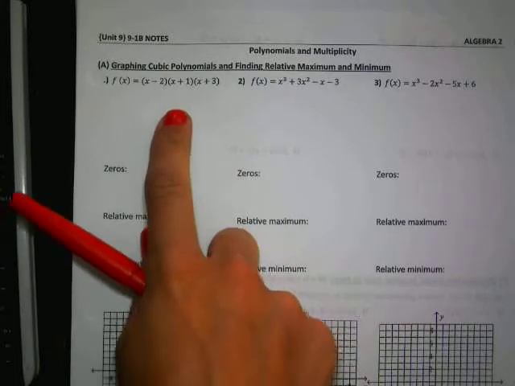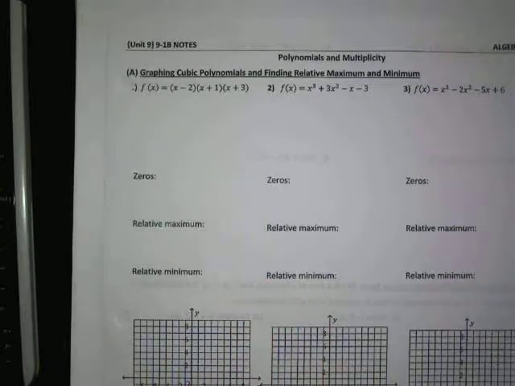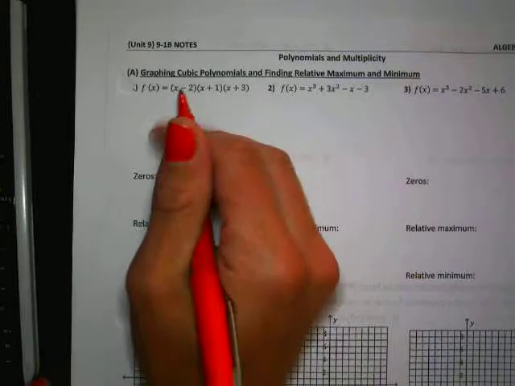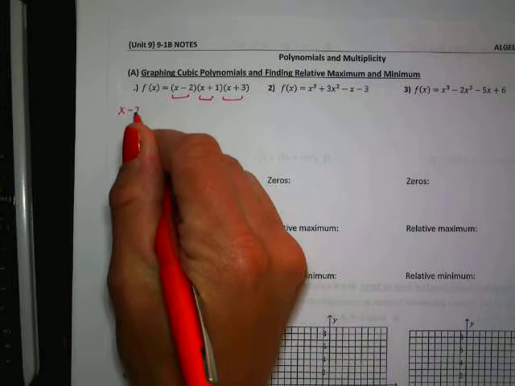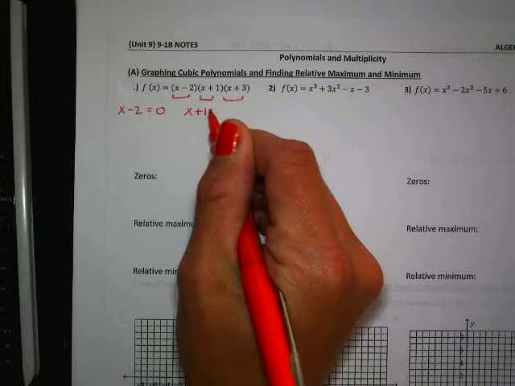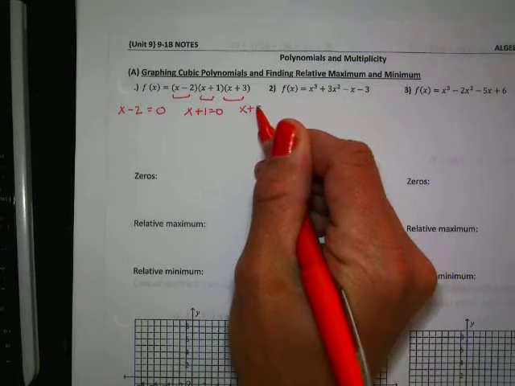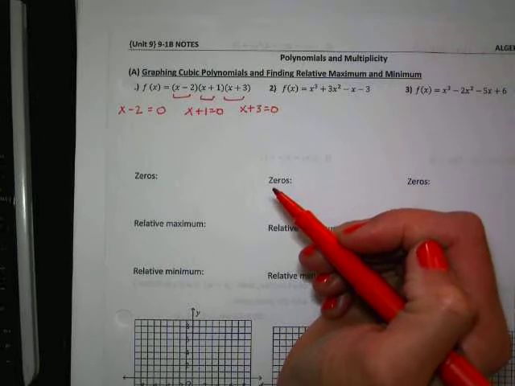All right. So for the zeros here, on number 1, it is already factored out for me, right? Everything's in parentheses. So it's super easy to get the zeros when it's already factored. It's just like when we did the quadratics, where you set all your factors equal to 0. So I have x minus 2 equals 0, x plus 1 equals 0, and x plus 3 equals 0. You all remember doing that? Right, with the quadratics? Yeah.